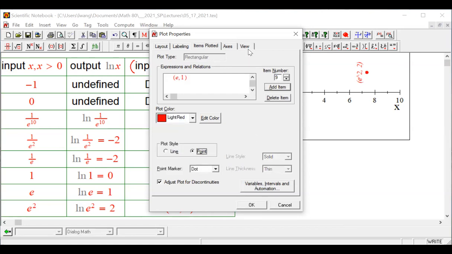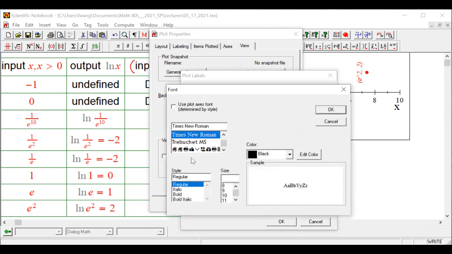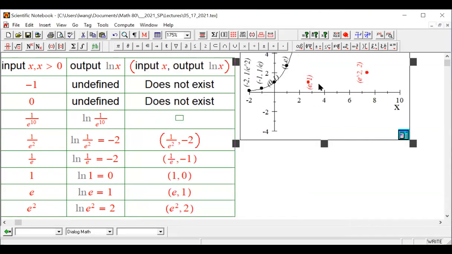It's a red dot. I'm gonna mark that red dot, which is E, comma 1, input E, output 1 for ln x, right? So I'm going to use 1 over here, get a 90 degree. There, the red dot. E comma 1. Okay, E comma 1. So we have 2 dots already, right? 1 comma 0.